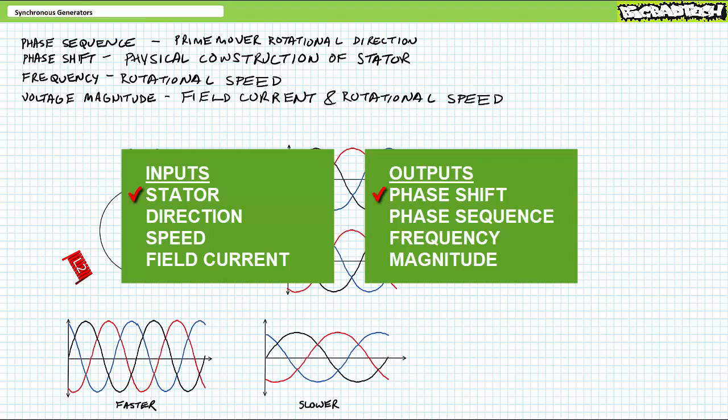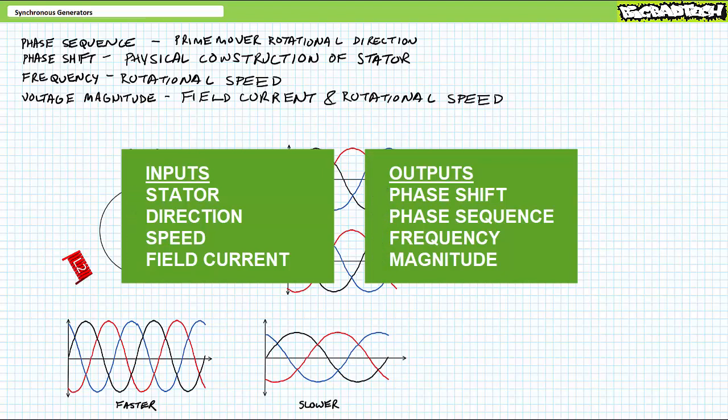Oftentimes, a generating facility will first install a stator with a desired number and physical offset between stator windings to ensure proper phase shift. Next, they get a prime mover rotating in a particular direction to establish a desired phase sequence. Then they ramp up prime mover speed until frequency stabilizes at the desired specification, and then, only as a final step, ramp up field current excitation until voltage magnitude reaches the chosen value.